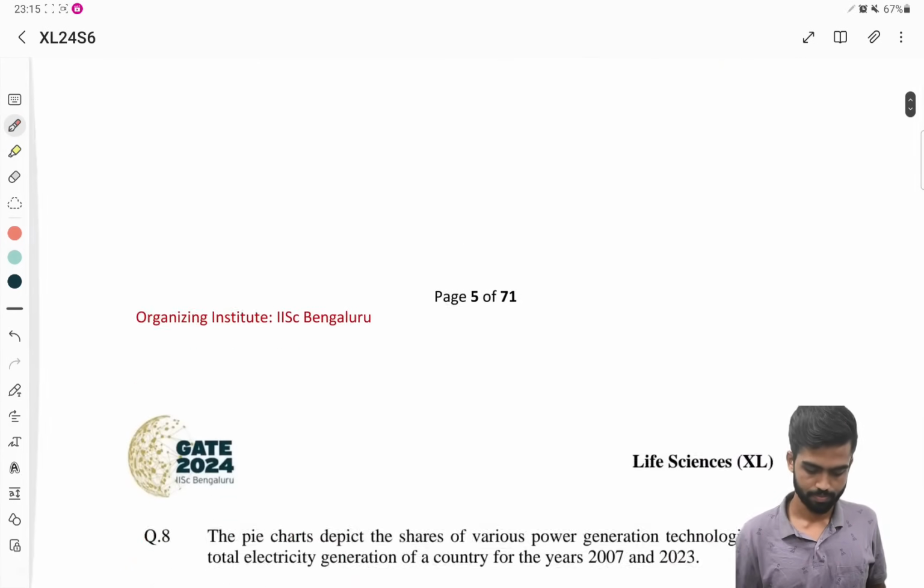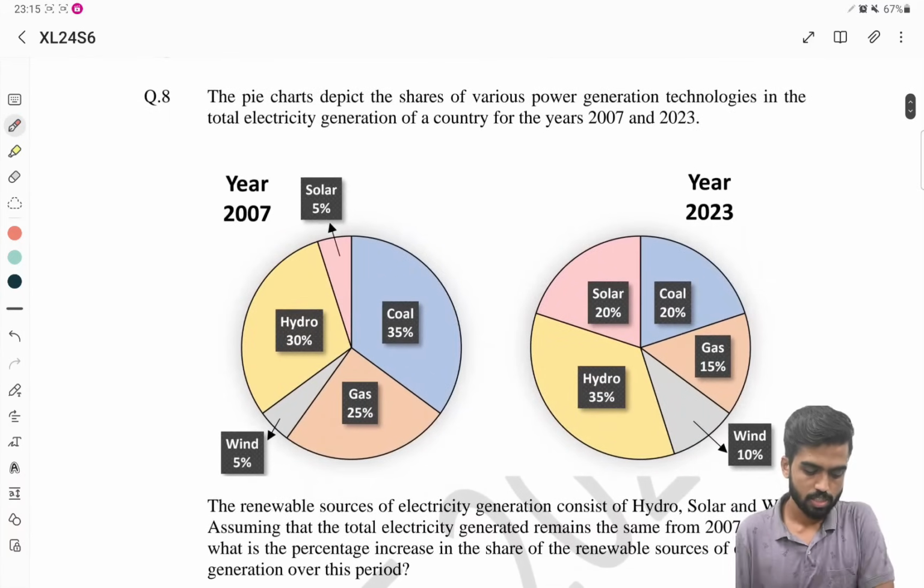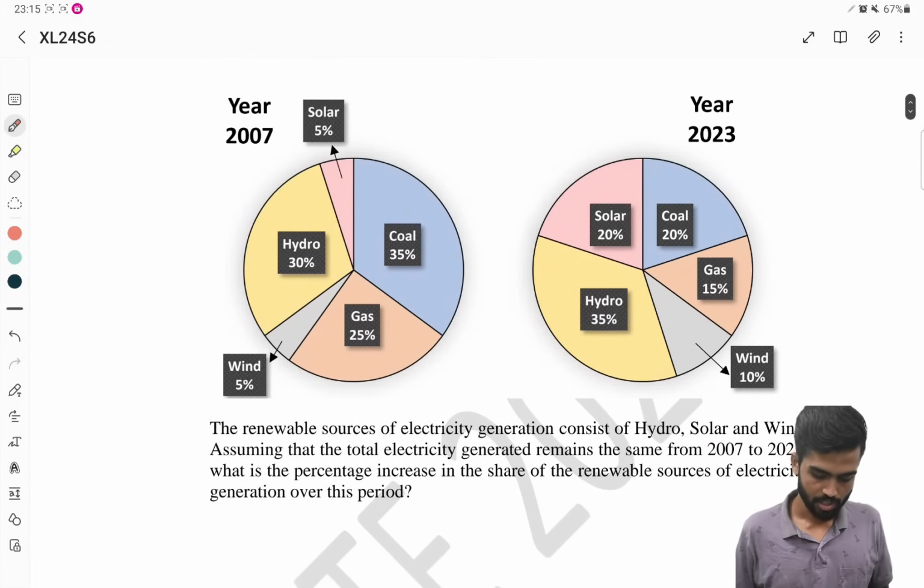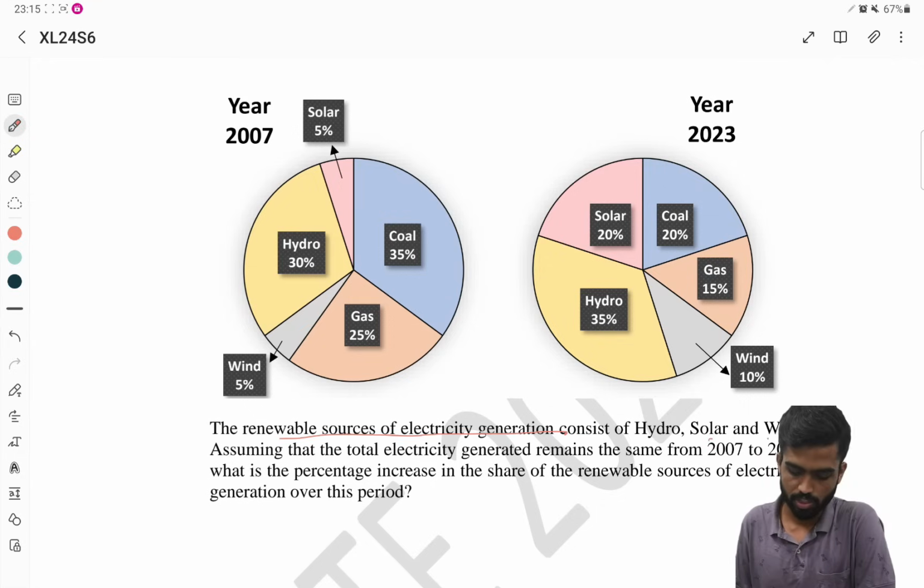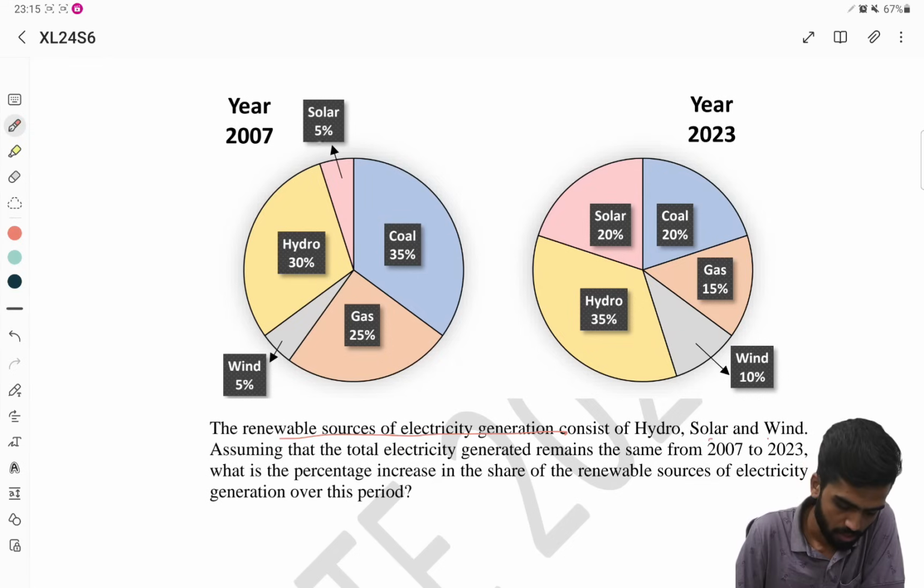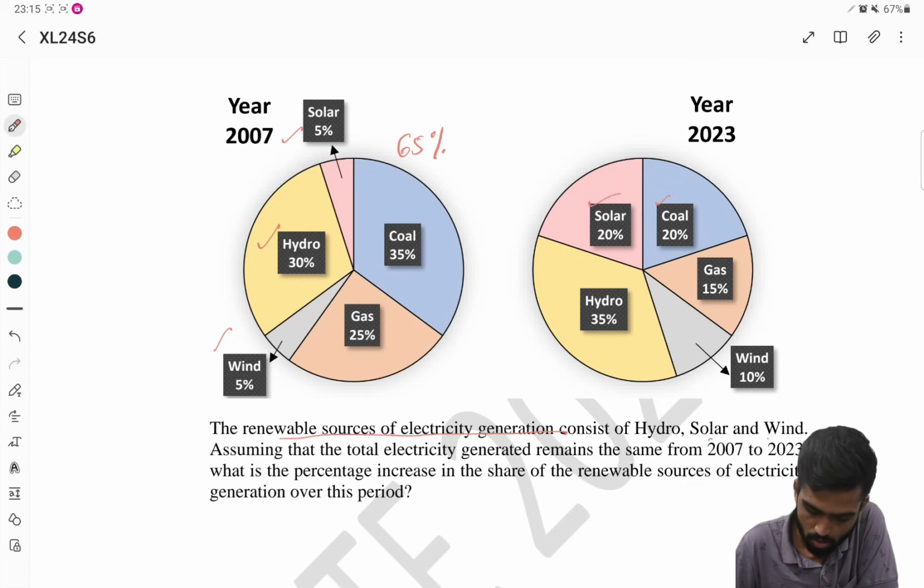Next question. There is a pie chart showing the shares of various power generation technologies in total electricity generation in the country. The renewable sources of energy generation consist of hydro, solar and wind, which you already know. Assuming the total electricity generation remains the same from 2007 to 2023, what is the percentage increase in the share of renewable sources of electricity over the period? So here we have solar, hydro, wind. Renewable energy percentage was 65%. Here we have solar, coal, hydro.